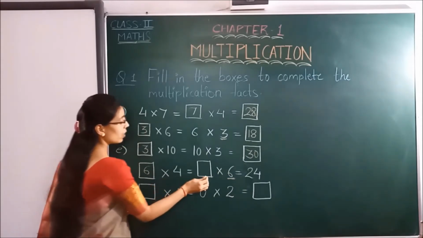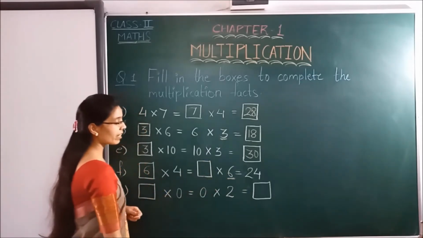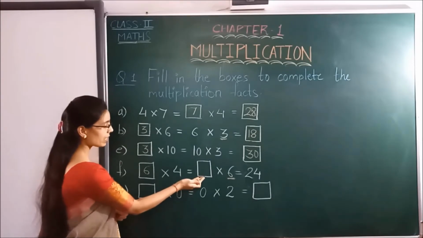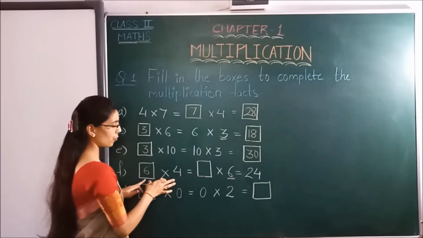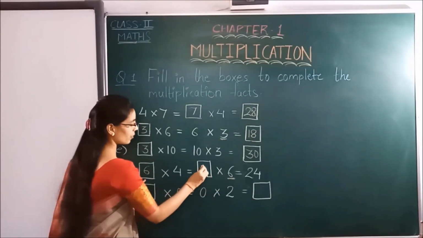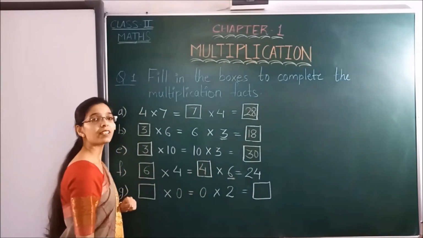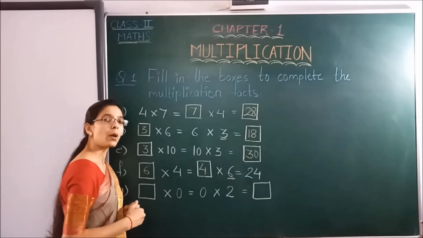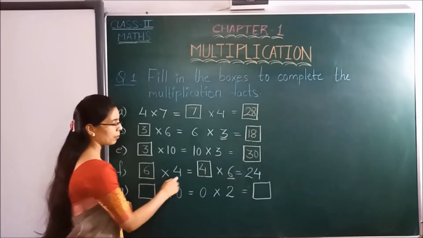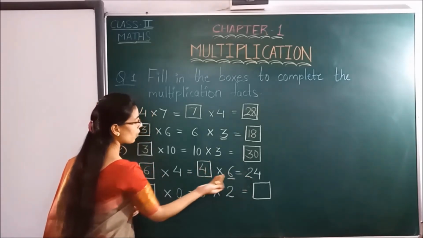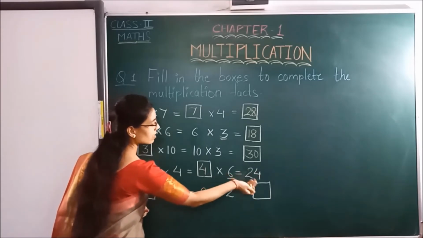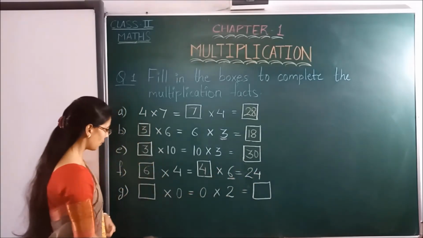Yes. And which number we will write here? Which number is missing? 6 multiplied by 4. 6 is already here. So we will write 4 here. Okay. Have to find here which number is missing. 6 multiplied by 4 is 24 and 4 multiplied by 6 is also 24.